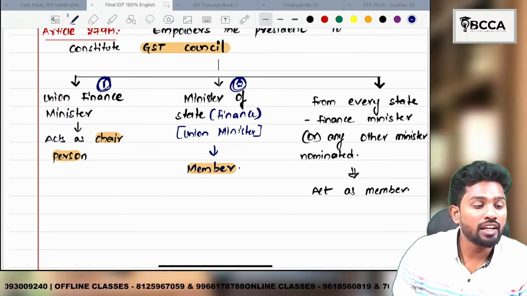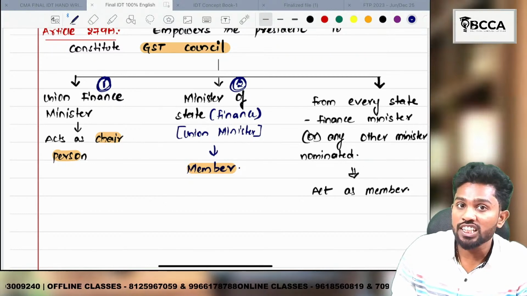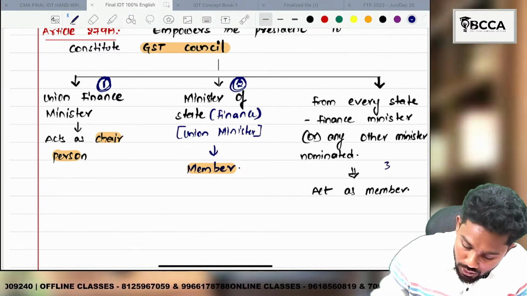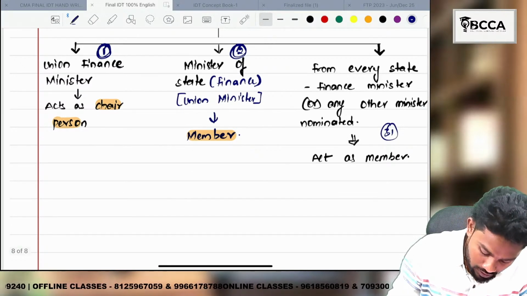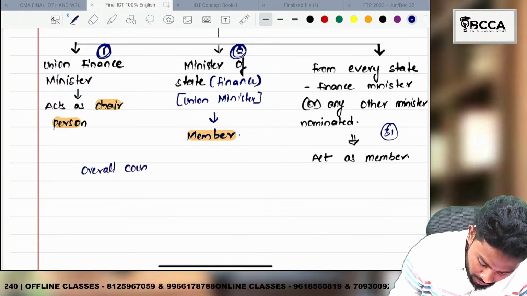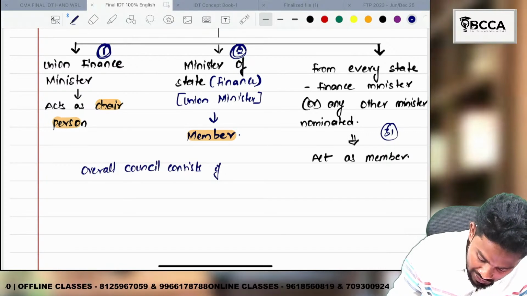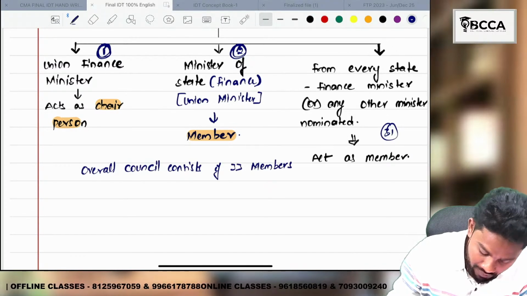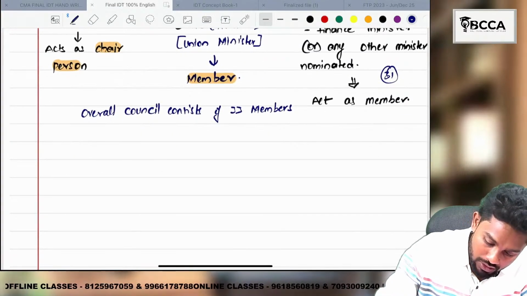How many states are we having, sir? 28, plus 3 union territories which have state legislatures, which also have to be treated as states only. So here there are a total of 31. So overall, the council consists of how many members, sir? The council consists of 33 members. Okay. Then coming to the next point.